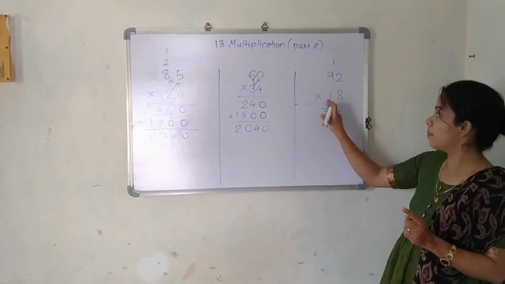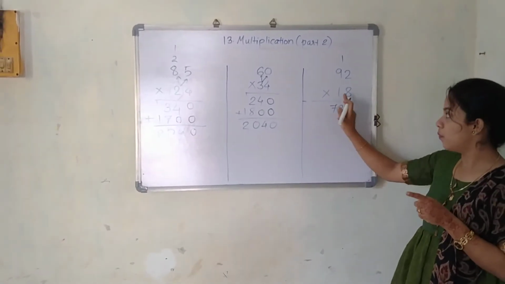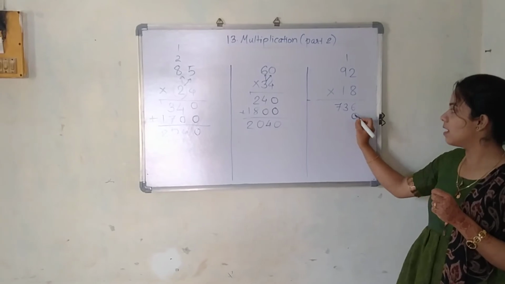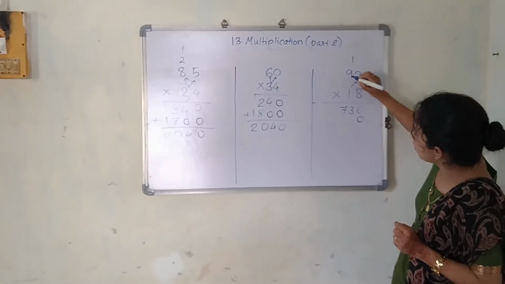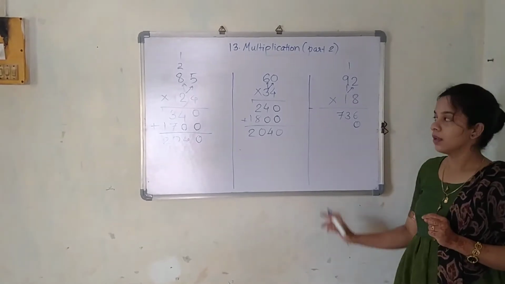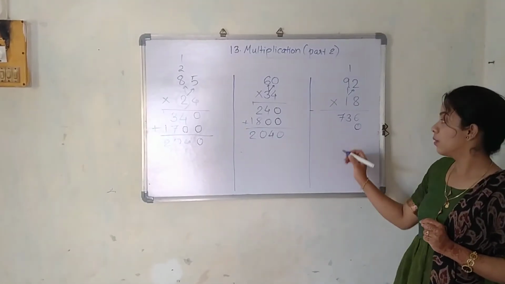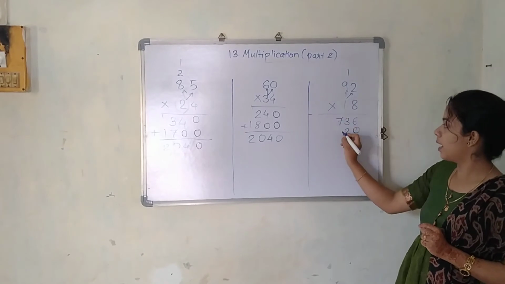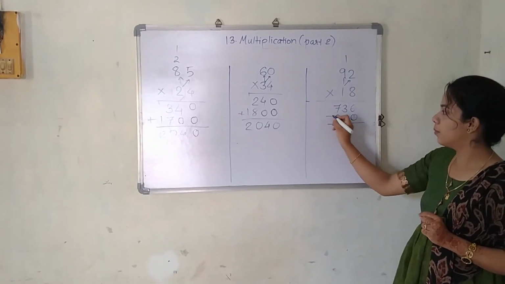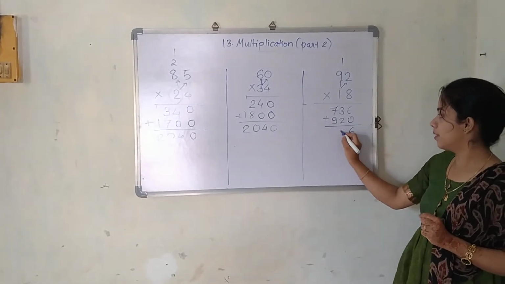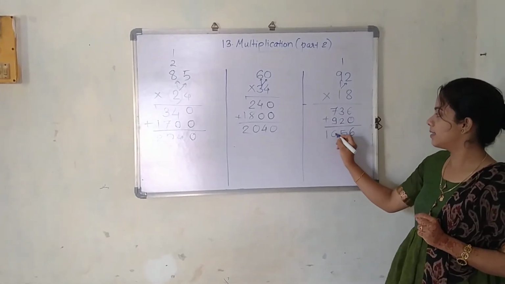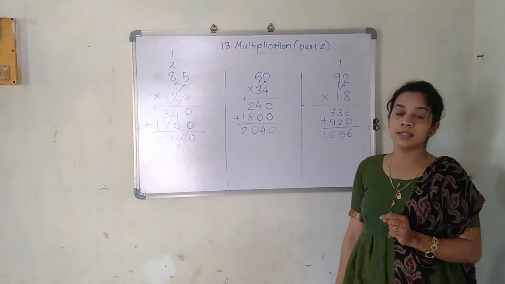Now the work which is remaining is of 1. So before doing this, what will I write over here? 0. Okay. Now I will multiply this 1 with 2 and 1 with 9. 1 into 2 is how much? 2. And 1 into 9 is how much? 9. I am going to add them. 6 plus 0 is 6. 3 plus 2 is 5 and 7 plus 9 is 16. So the answer is 1656.